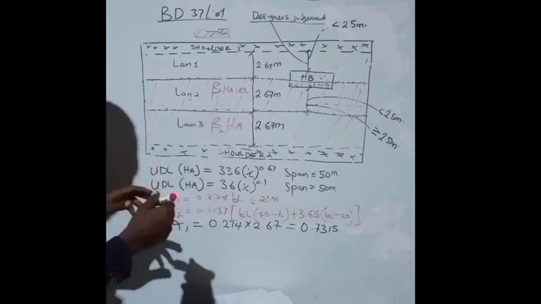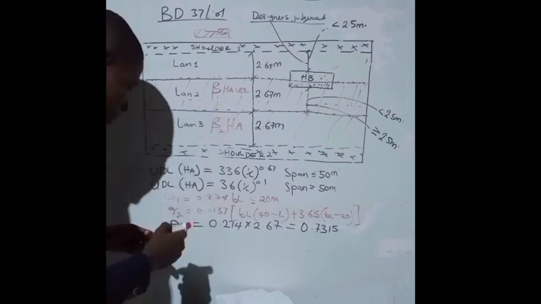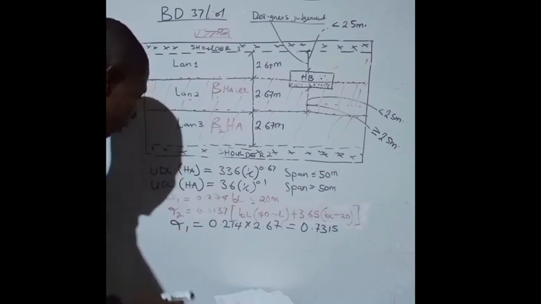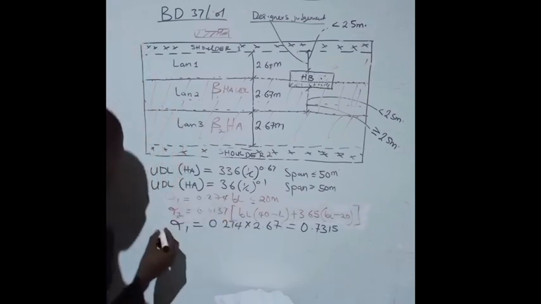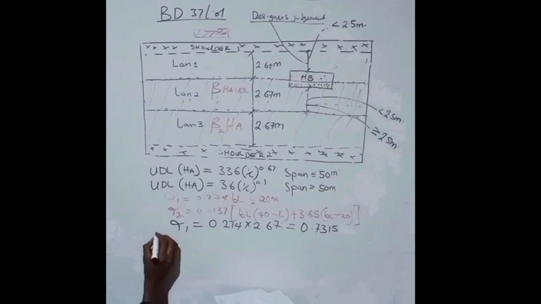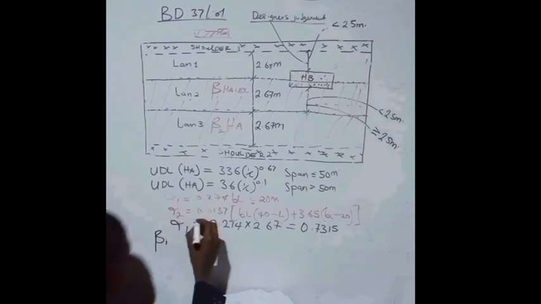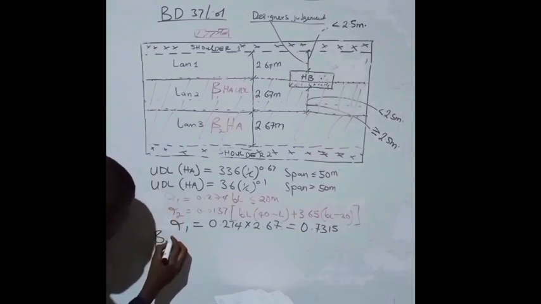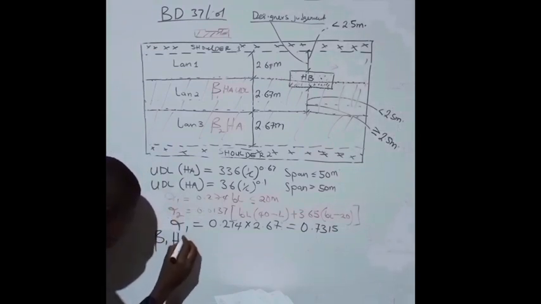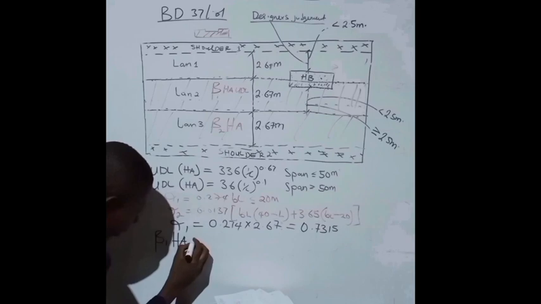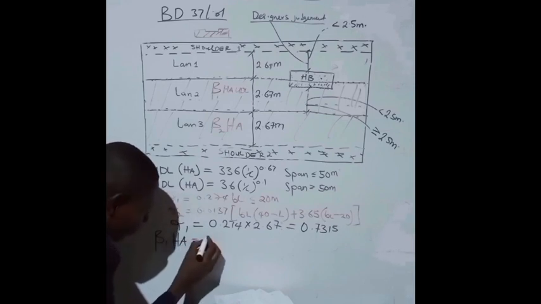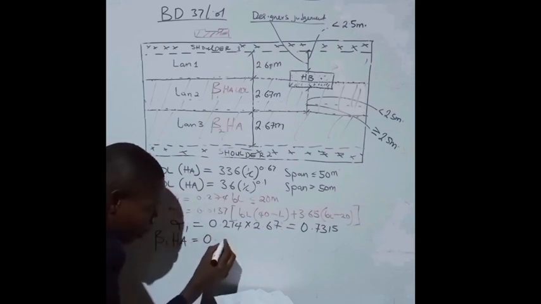So if we get beta HA load, we are going to have beta HA load as this. We see beta HA becomes 0. What?